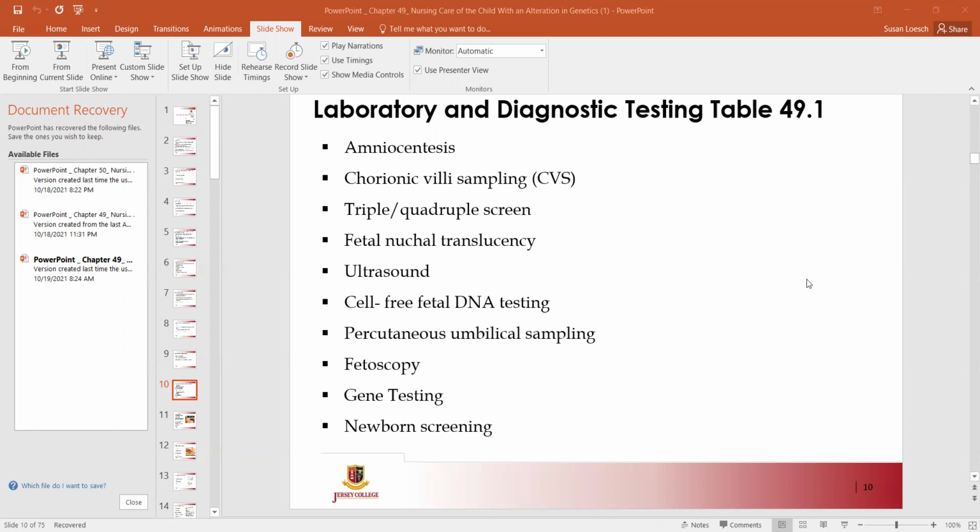Cell-free fetal DNA testing. This is where we look at the fetal circulating cell-free DNA by taking a sample of mom's blood. It's an advanced screening test, and it can detect fetal aneuploidies for chromosome 21, 18, and 13. It can also detect X or Y chromosomes. It's indicated for women that have a high-risk pregnancy, anyone that's 35 or older at the time of delivery.